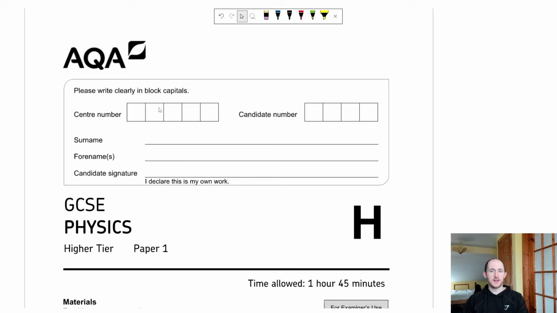Welcome back to the last of the 2022 papers, paper ones for science. This time we're doing physics, which is my personal jam. I love physics, I tutor it, my degree's in it, and it's a lot of fun.